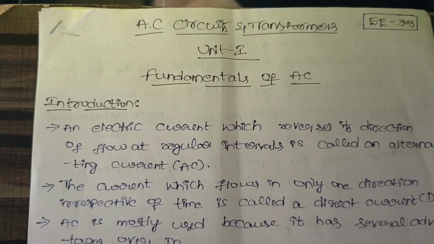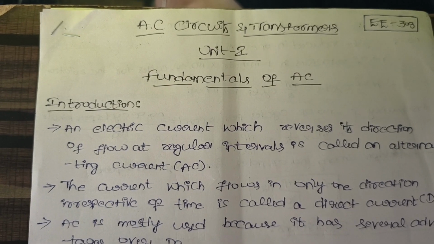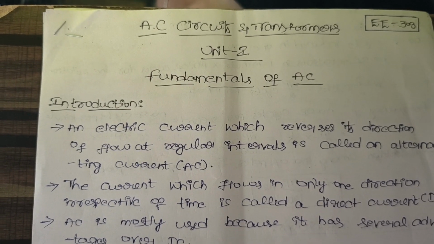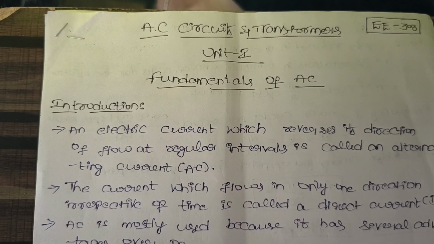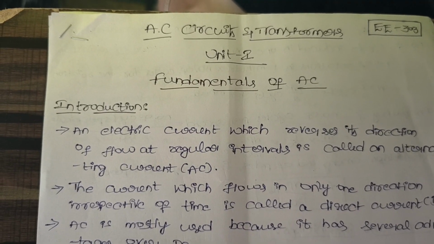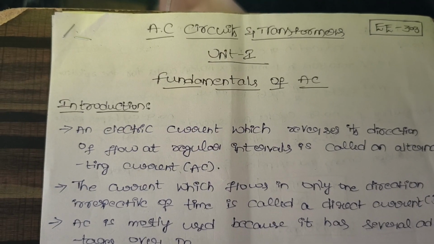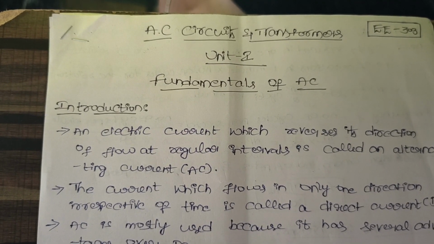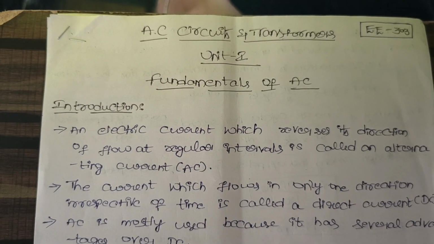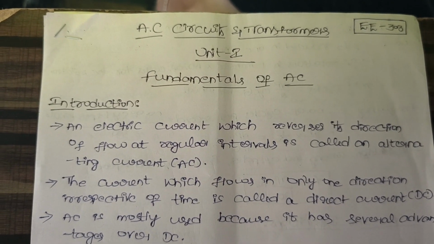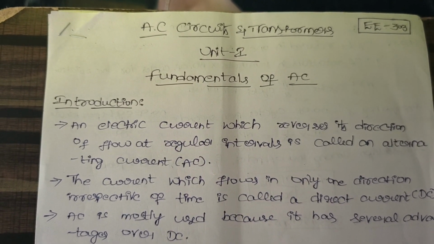In this video, we will discuss the AC Circuits and Transformers subject, which is in the C23 regulation of Diploma in Electrical and Electronics Engineering. This subject code is EE303. In this subject, the first unit is the fundamentals of AC. In this topic, first we have to discuss some introduction part.